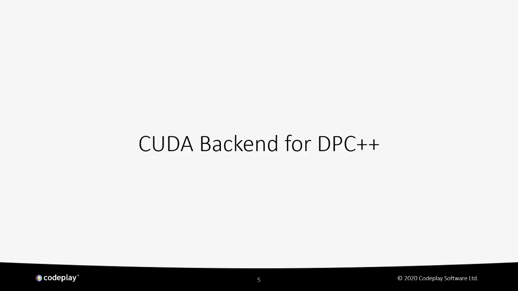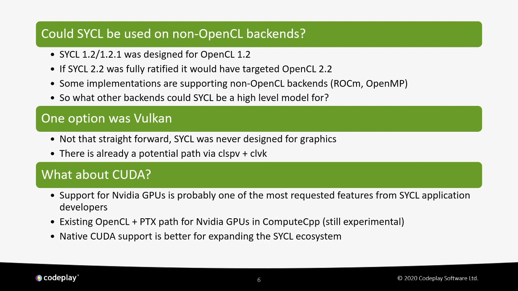So first, I'm going to show you how we added a CUDA backend to DP++. So going back, SYCL was first designed for OpenCL 1.2. And if SYCL 2.2 had been fully ratified, it would have targeted OpenCL 2.2. However, some existing SYCL implementations were already starting to support non-OpenCL backends such as ROCm or OpenMP. So we had an open discussion about what other backends SYCL could be a high-level programming model for. One option for this was Vulkan. Now this is possible, but it's not so straightforward, because SYCL was not designed for graphics. There is also a potential path already for Vulkan via CLSPV and CLVK.